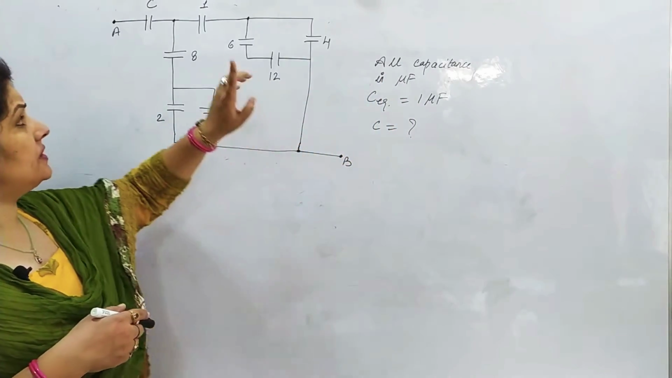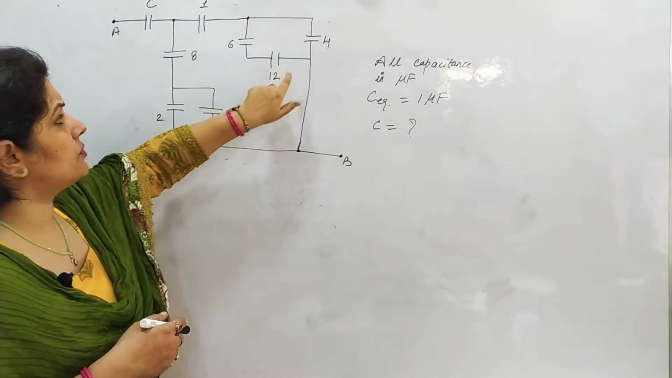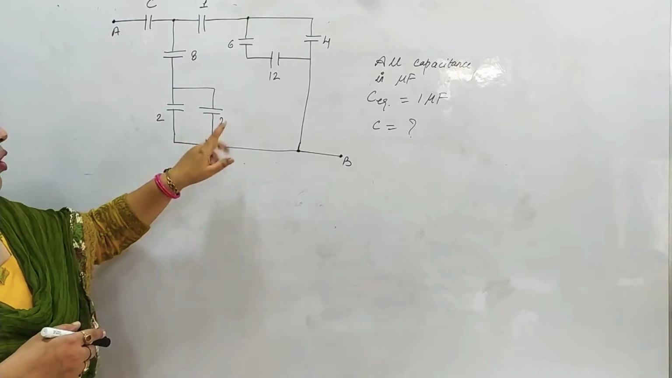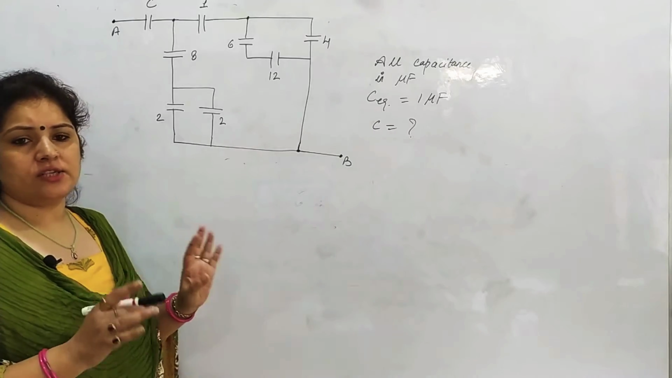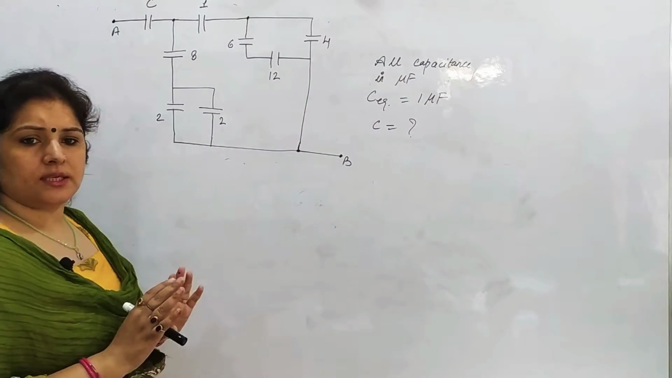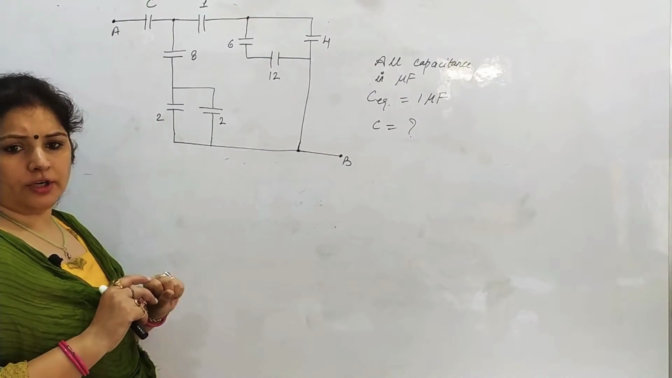So what do you have to consider? This is 1 microfarad, this is 6, this is 12, this is 4, 8, 2 micro, all are in microfarad. So now you have to calculate. Again, we will not start solving from the part where the battery is connected. So we will solve the shorter loops first.